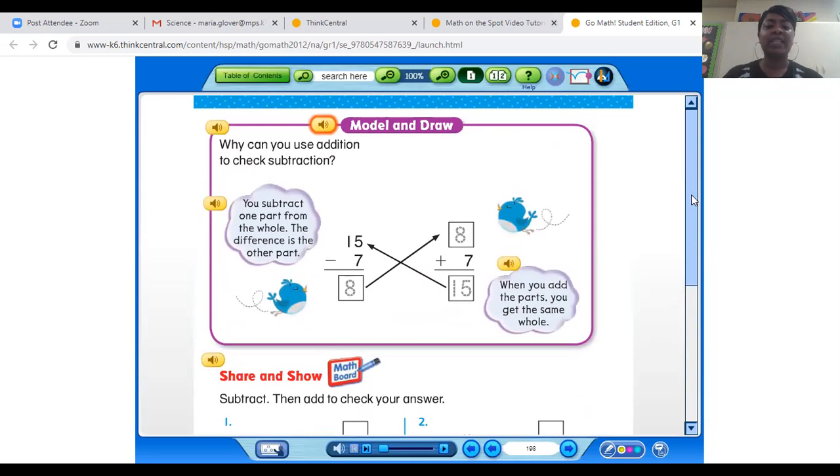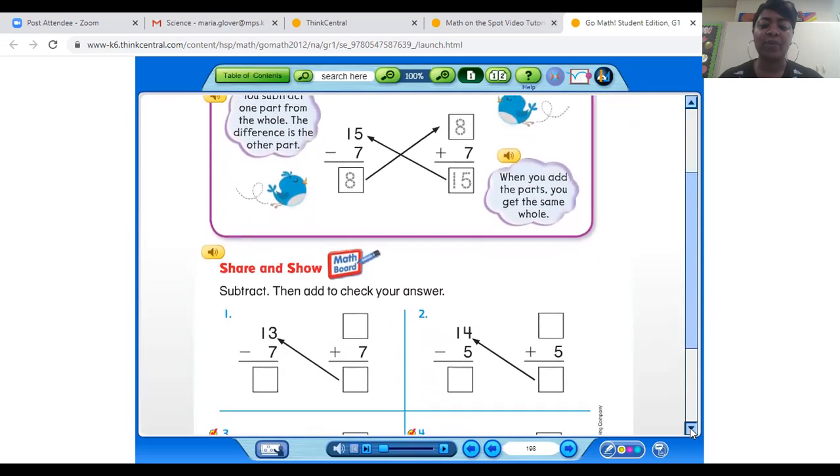Why can you use addition to check subtraction? You subtract one part from the whole. The difference is the other part, okay? So I have 15 minus 7. So if 15 minus 7 equals 8, I know that if I'm adding these 2 parts, 8 plus 7 is going to equal 15. So when you add the parts, you get the same whole, okay?